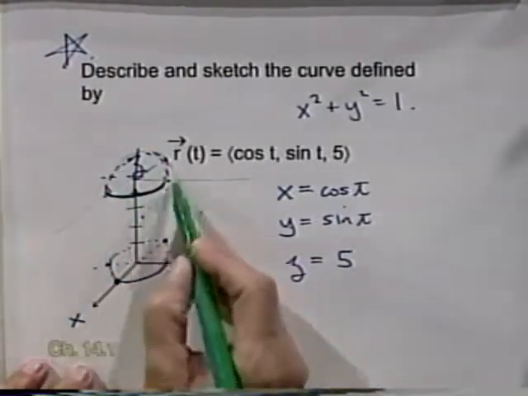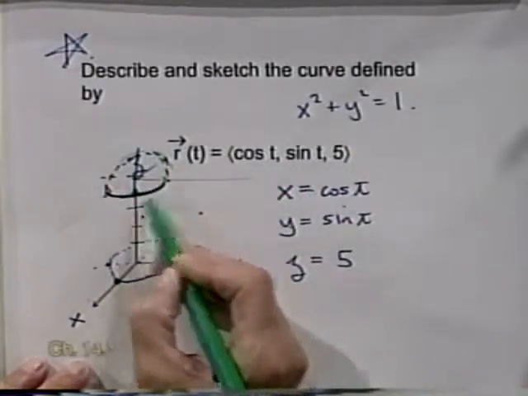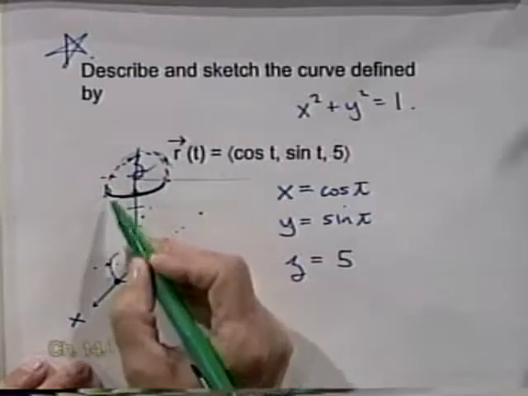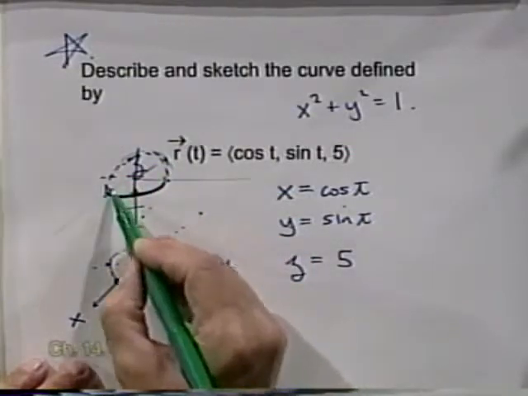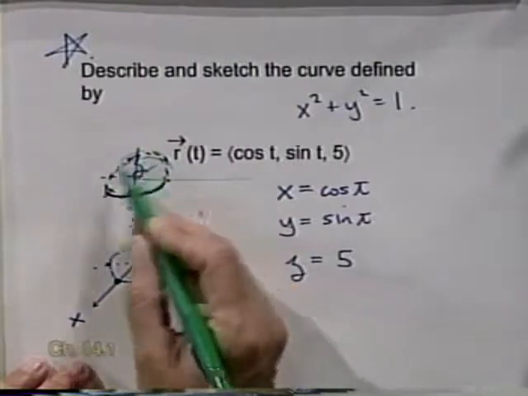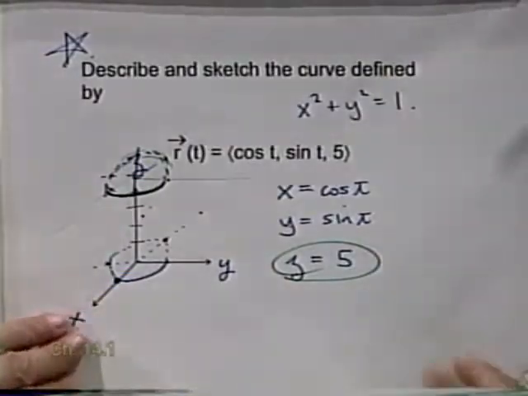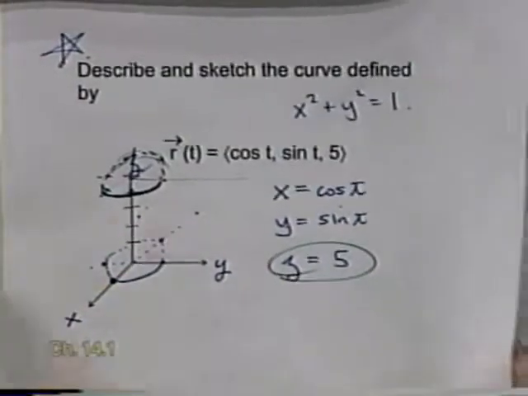That's what the vector-valued function, if you let t range from minus infinity to infinity, you'd just be going around that circle a lot of times. As t ranges from 0 to 2 pi, you're going to be going around that circle once. And since the height is always 5, we've just raised it 5 units. Okay, now that one's not too bad.